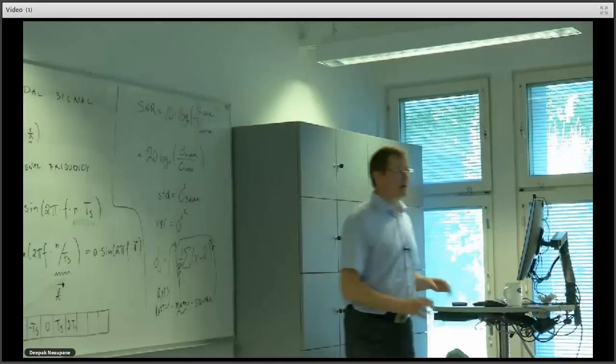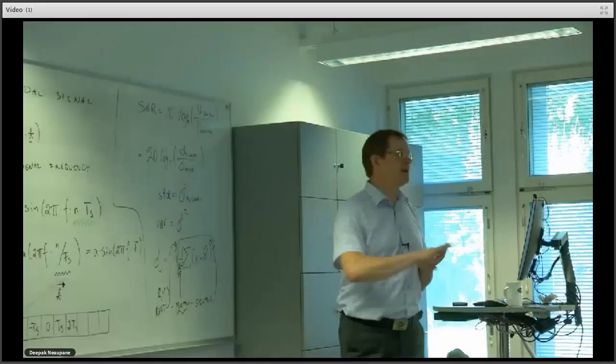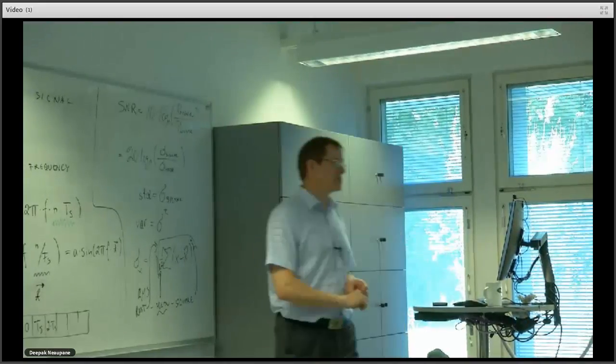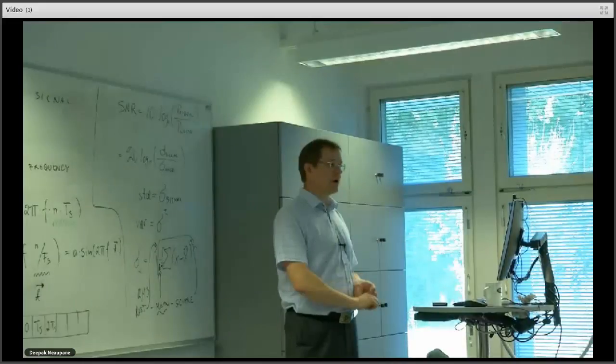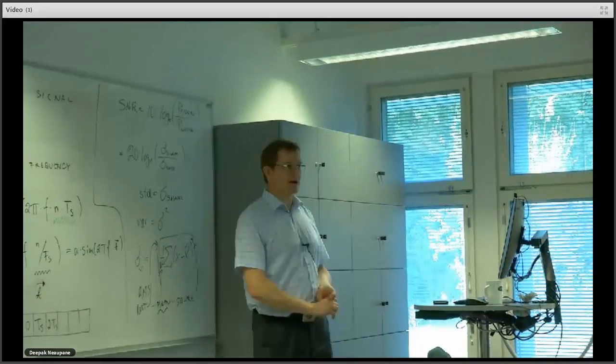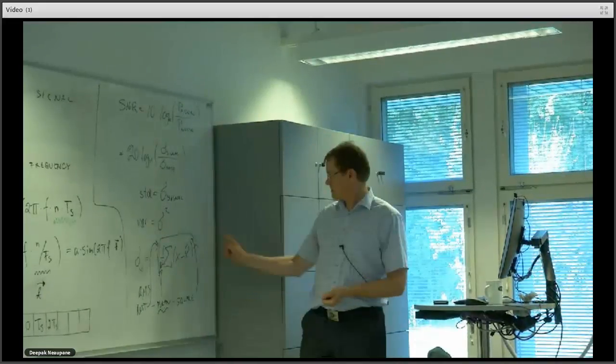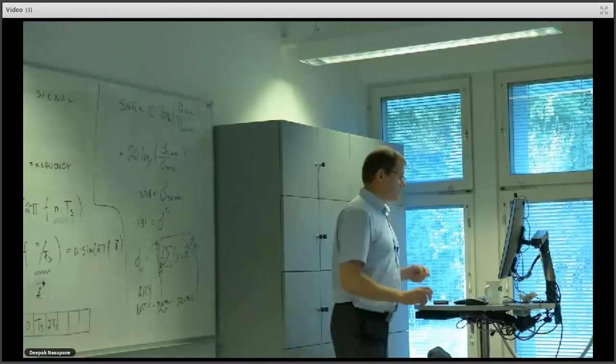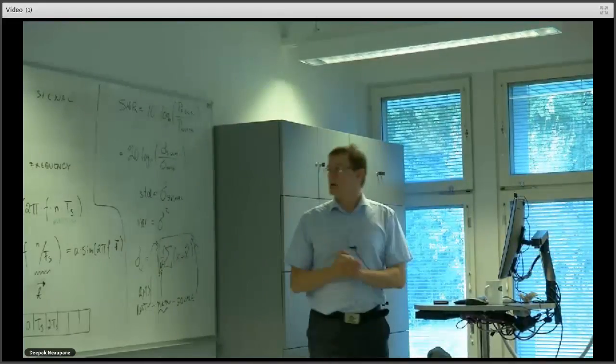Root mean square value of the signal. And the variance of the signal is directly proportional to the power of the signal, how much power there is other than the DC component of the signal. Okay, good.